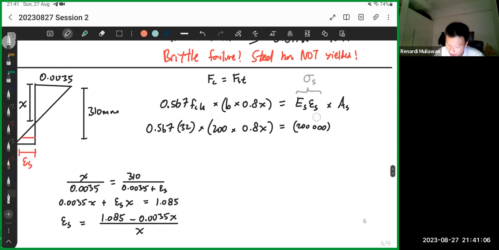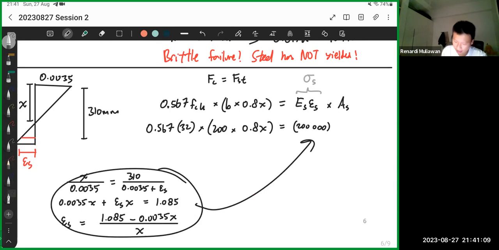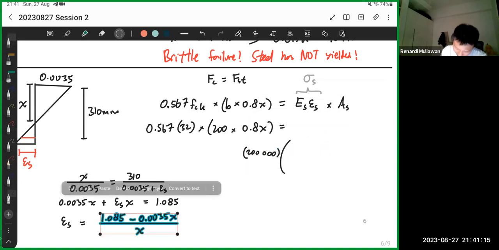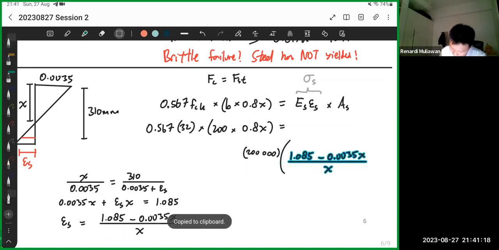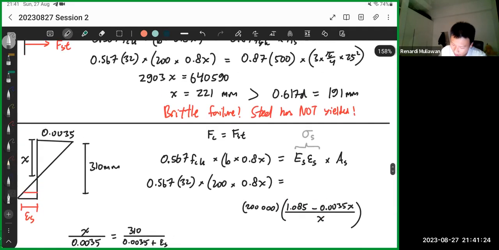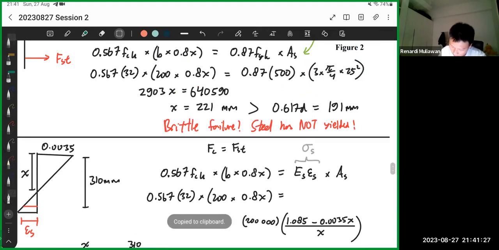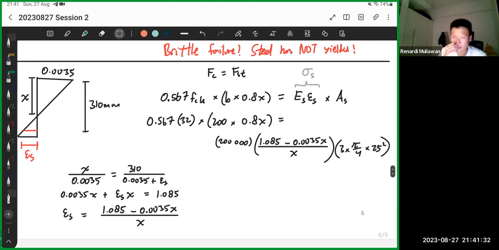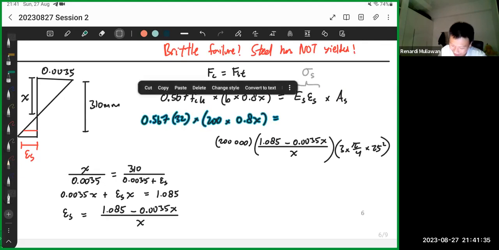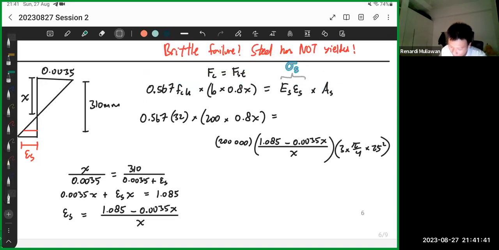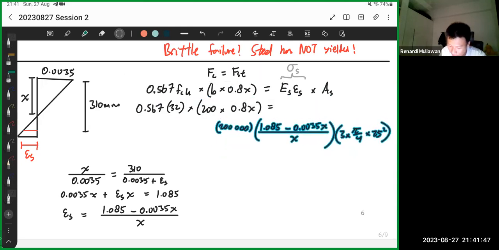Then for epsilon S, we just substitute from this. Yes, it's very long, I know. So copy, then paste, then multiply by the area. Then you just solve for x. Yes, it's a very long process. I hope you know how to use the solve function in your calculator. If you don't, you can Google it, or I can send you the PDF. The solve function will solve the equation for you.